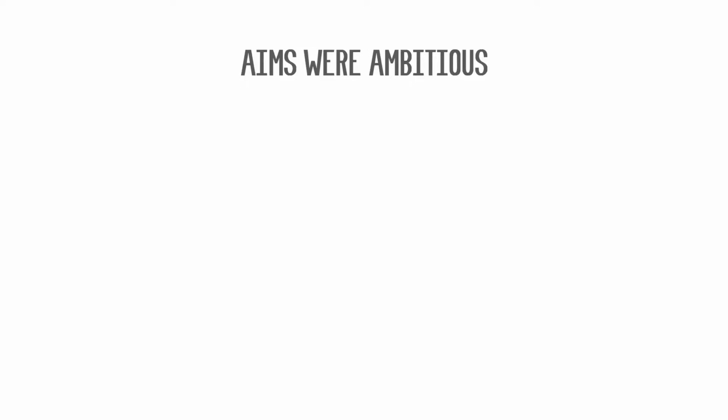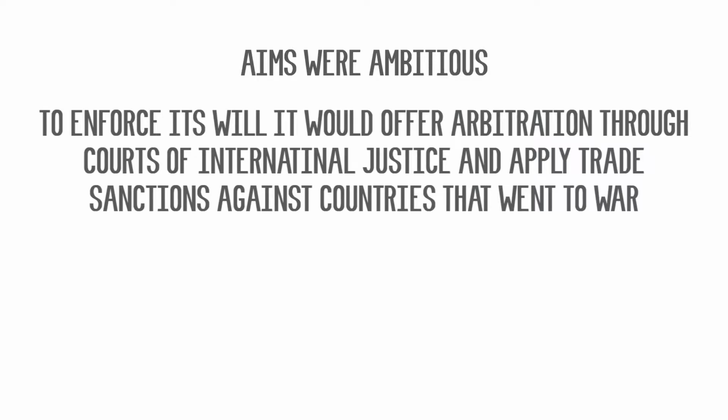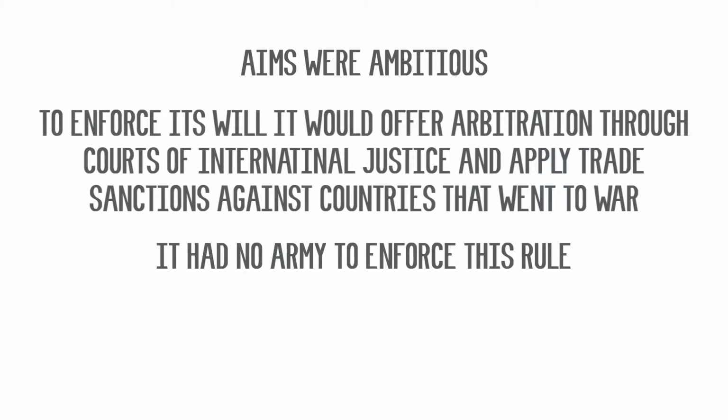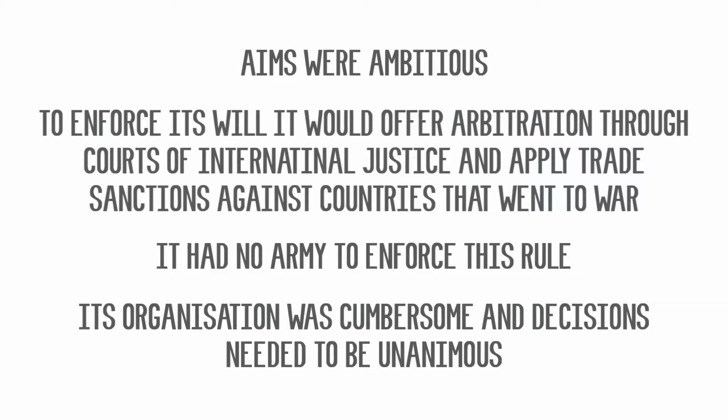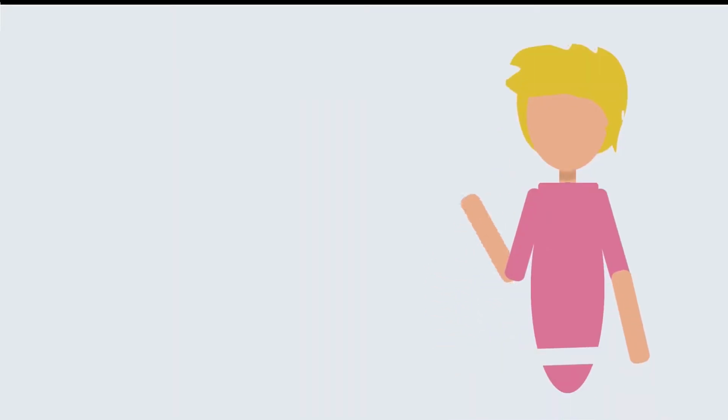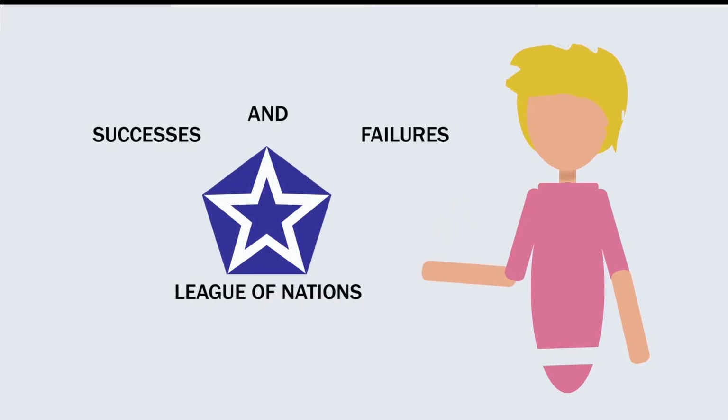Its aims were very ambitious, though, and it was to enforce its will. It would offer arbitration through courts of international justice and apply trade sanctions against countries that went to war, even though it had no army to enforce this rule. Its organisation was cumbersome, and decisions within the League of Nations had to be unanimous. And that is a quick recap of the League of Nations itself, but we need to focus on the successes and failures of the League overall.